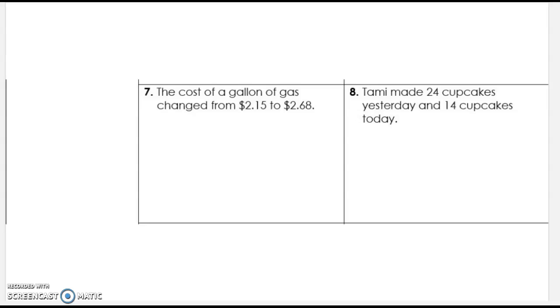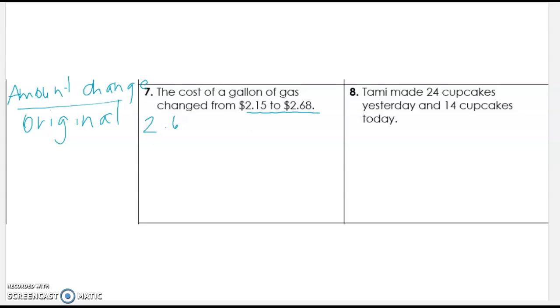All right, let's look at number 7. The cost of a gallon of gas changed from $2.15 to $2.68. So again, we're going to calculate our amount of change, and that goes over the original amount. So we're just going to subtract. I'm just going to find the difference between these two numbers. So I'm going to do $2.68 minus $2.15 over, now you see that the original cost is the first number we see, so that's $2.15. Now as you can see, the cost of the gasoline went up. So we can already tell that for this problem we're looking at an increase.